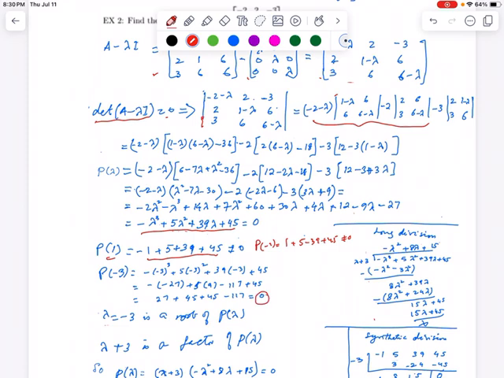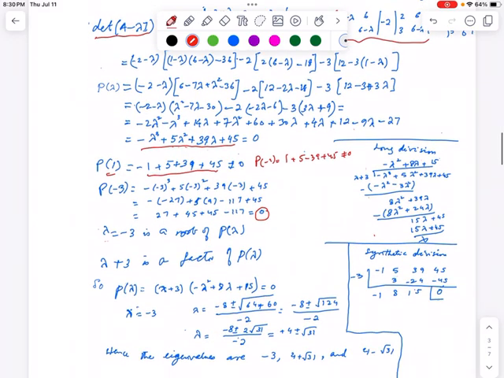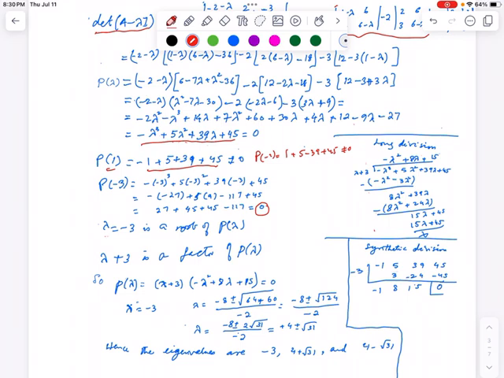So what does that mean? It means lambda is equal to -3 is a root of this polynomial, and so it means that lambda plus 3 is a factor of the polynomial. So we can write the polynomial as lambda plus 3 times this. Where did I get this second factor? I did long division here, if you notice.